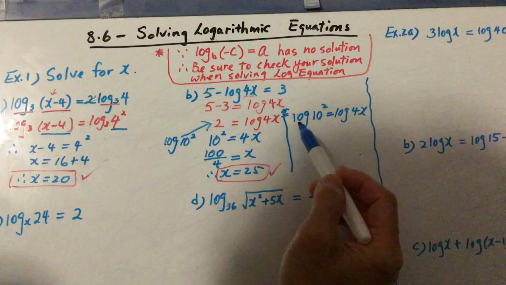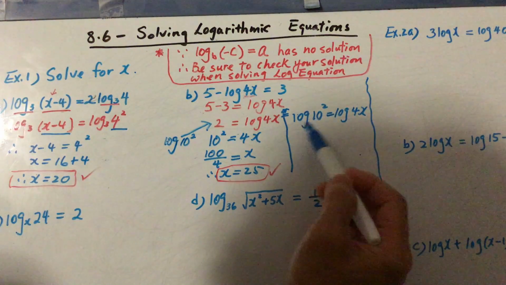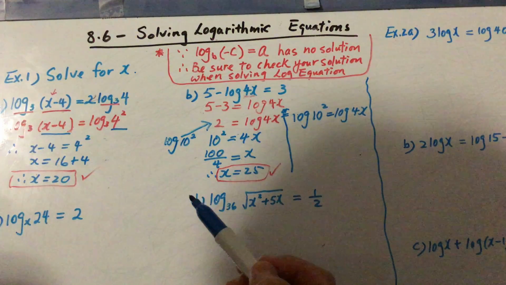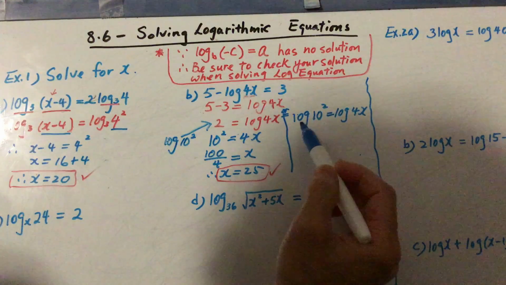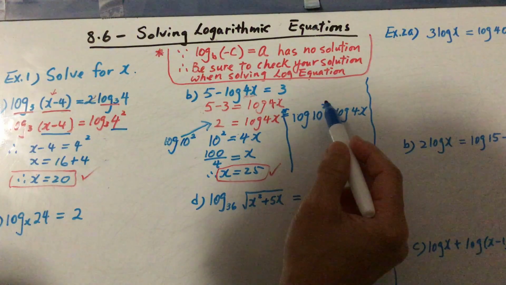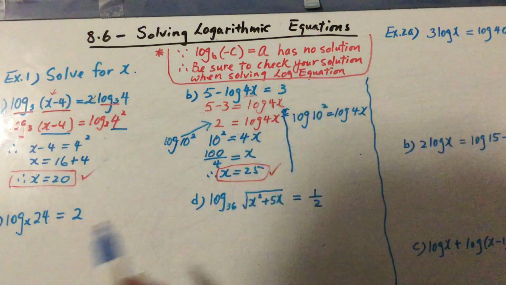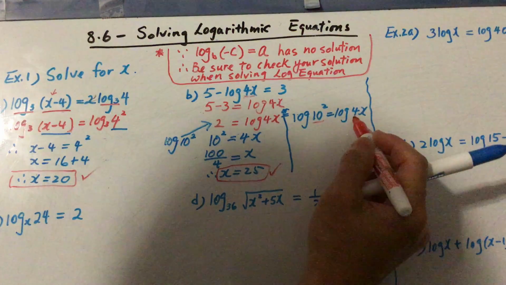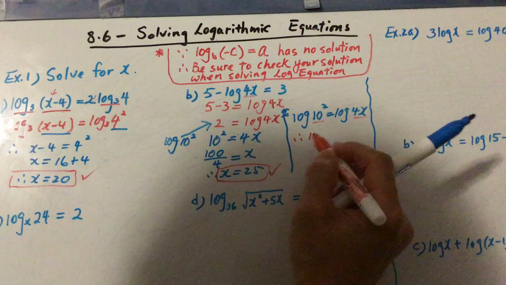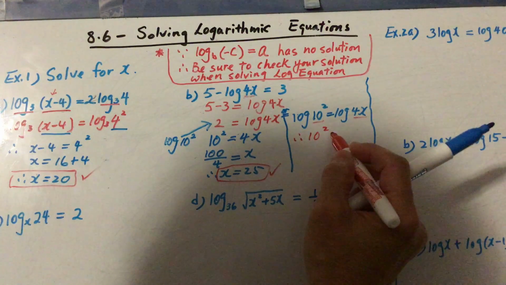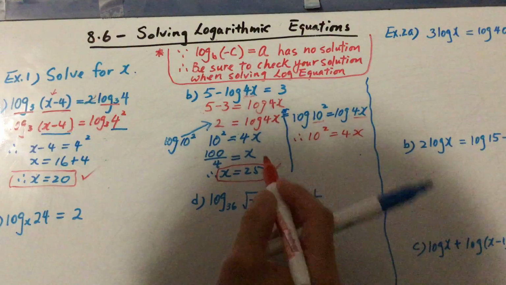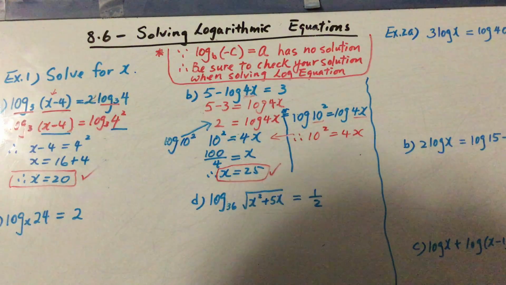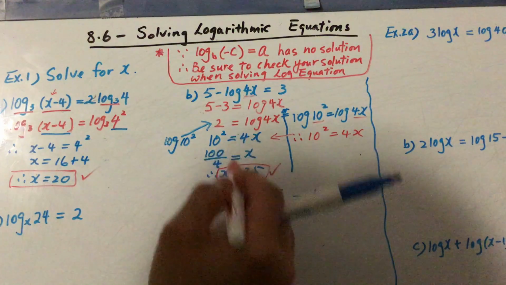Because when I evaluate this part, log base 10 of 100, my answer is going to be equal to 2. But now when I have a log base 10 here and a log 4x here, that means this must be equal to that. So therefore, 10 to the power of 2 must be equal to 4x. So we ended up with the same step as what we do with the exponential method.